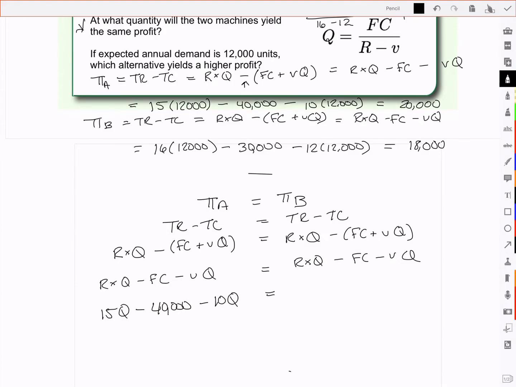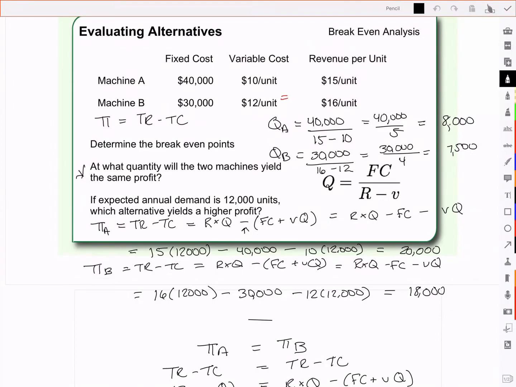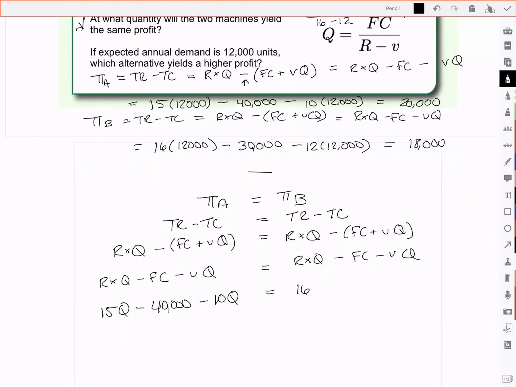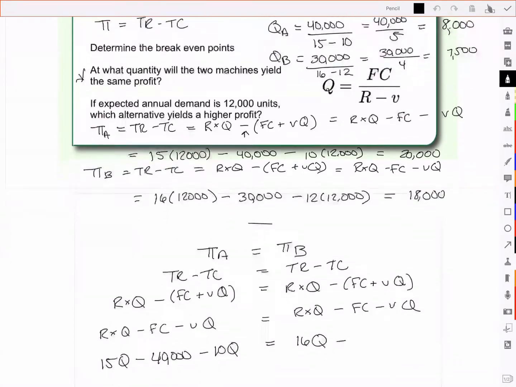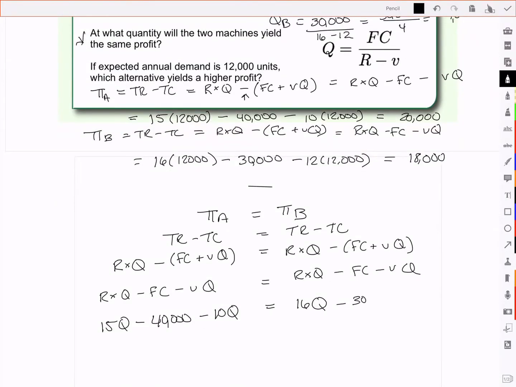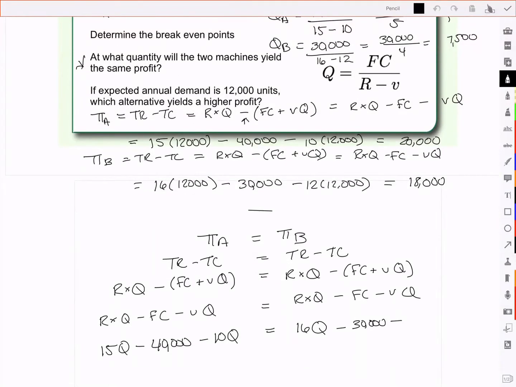For machine B, the revenue per unit was 16. Okay, quantity is a placeholder. We're going to solve for Q later. Minus, and then we have the fixed cost of machine B, which is 30,000. And then minus, make sure you have the minus for that variable, $12 per unit times the quantity.